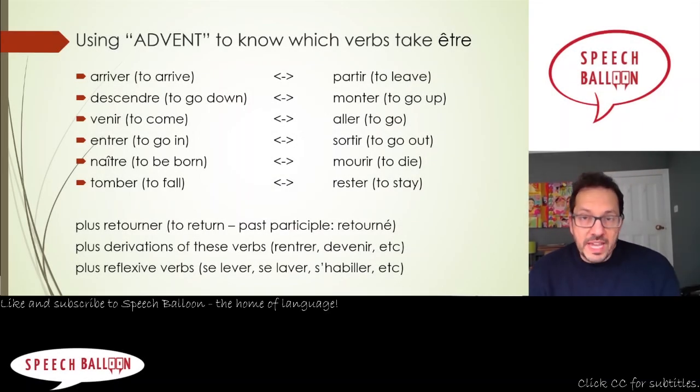There are some drawbacks, potential banana skins or things to bear in mind. The last pair, tomber and rester, are not exactly opposites, so it's a bit of a stretch. You have to remember that the first A is arriver, not aller, which can mean you get stuck later.